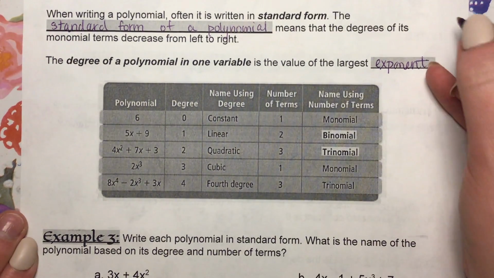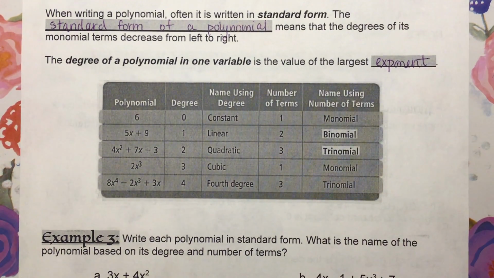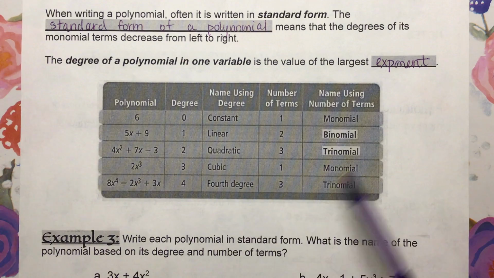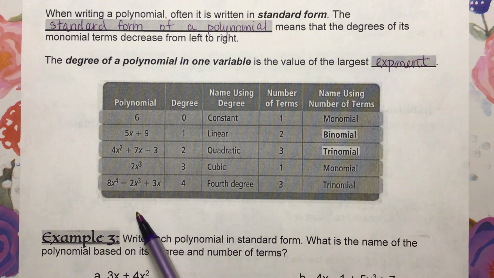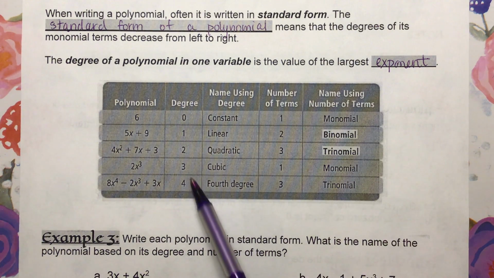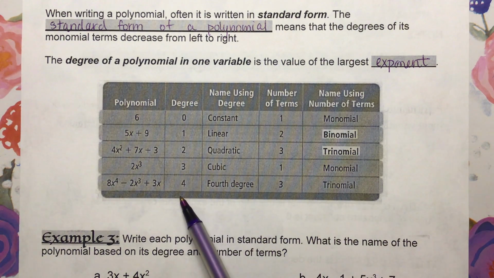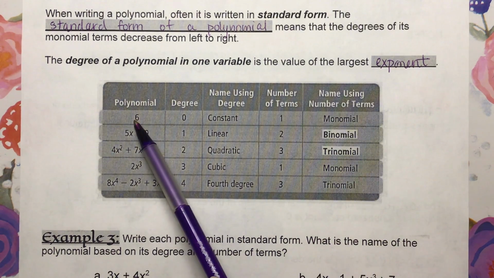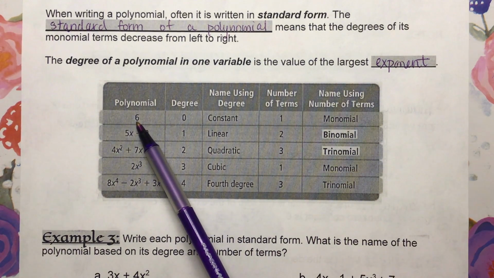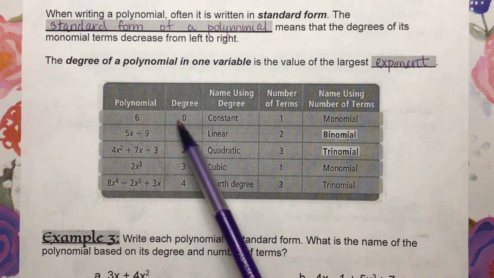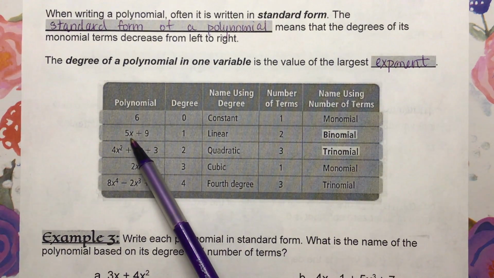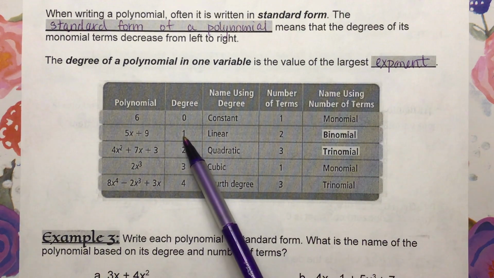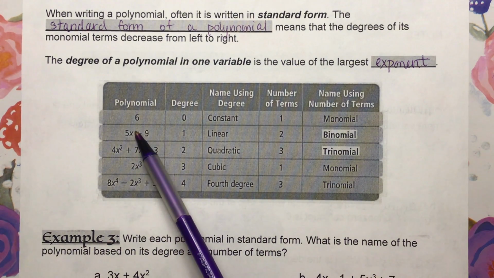So you are going to see that here in just a moment. We have this table just for you to reference. These are all examples of polynomials. And if you want to describe it by its degree, you're going to look for the biggest exponent. This is just a plain number. So it is not going to have a degree because it does not have a variable to have an exponent on it. Here I have 5x plus 9. It has a degree of 1 because the exponent on this x is a 1.